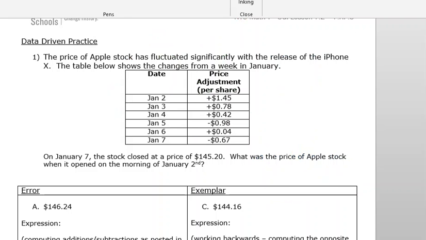Okay, guys, I'm going to go over this data-driven practice example. And this is a problem that you guys might remember. I don't remember if it was from IA2 or IA3, but we did see this problem before. The price of an Apple stock has fluctuated significantly with the release of the iPhone 10. The table below shows the changes from a week in January. And so it's really important here that we note that this table shows the changes, not the price. It shows the price adjustment, which is how much it changed.